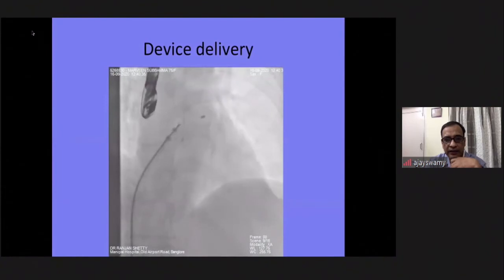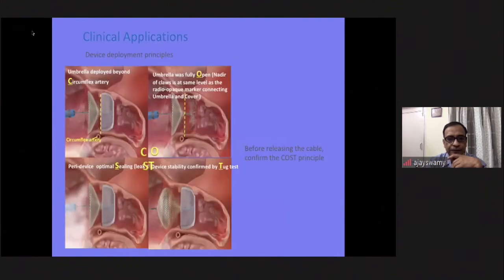And then go ahead. This is the Lambre device that's been placed, and you can see that it was fairly simple and easy compared to the complex cases which have been shown. But it does have certain specific points, because as you can see, this is how we look at device deployment. You just look at the circumflex as the place beyond which the umbrella must be deployed. There should be a little bit of tension between the umbrella and the disc, so that the umbrella is completely open, so the claws can actually catch the trabeculae or some part of the LA appendage.